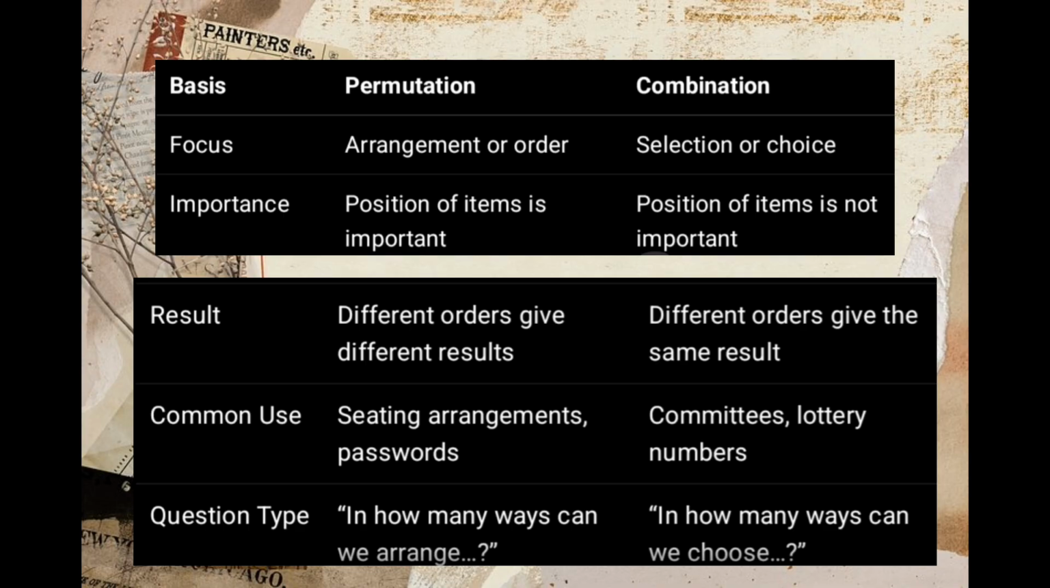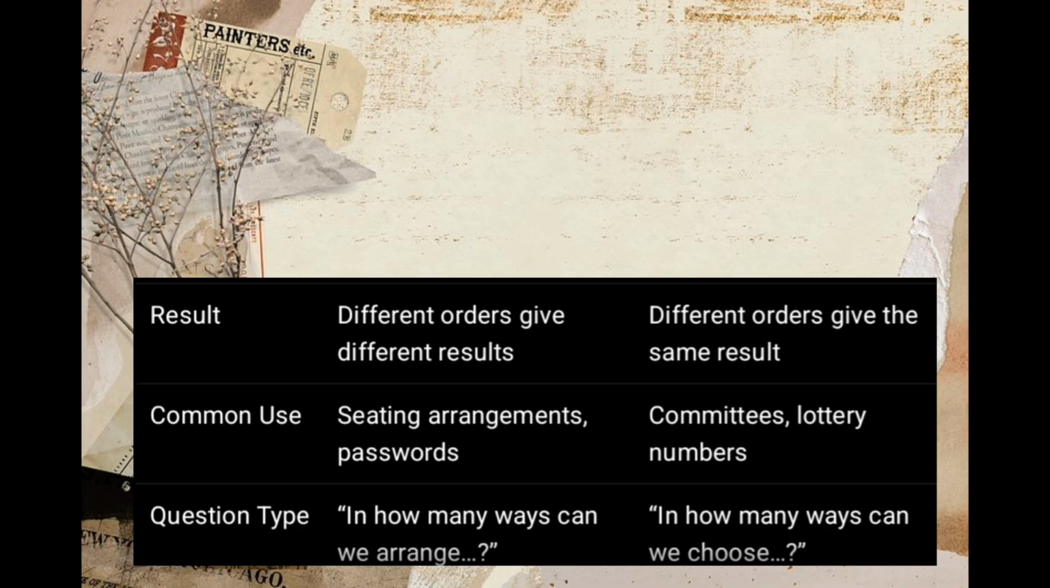The focus of permutation is arrangement or order, while combination is selection or choice. The importance of permutation is that position of items is important, while in combination position of items is not important. The result of permutation is that different orders give different results, while in combination different orders give the same result. The common use of permutation is seating arrangements and passwords, while combination is committees and lottery numbers. The question type of permutation is "in how many ways can we arrange," while combination is "in how many ways can we choose."